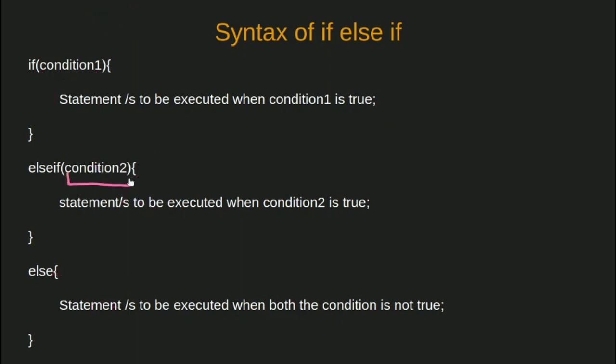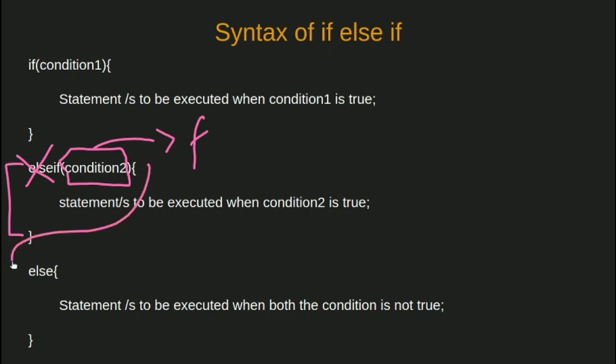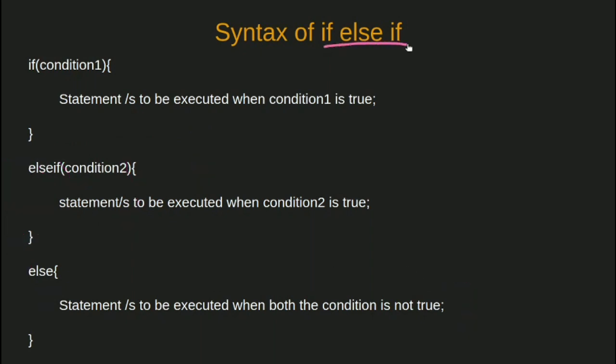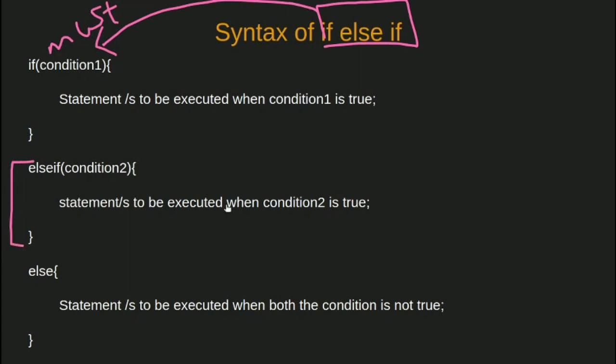Now if this particular condition evaluates to false, then even this else if block will not get executed and the control will shift to the else block and the statement within the else block will get executed. In this if-else if statement, the if statement is a must, and then you can have as many else if statements as you want as per the problem requirement, and this else block is something optional.